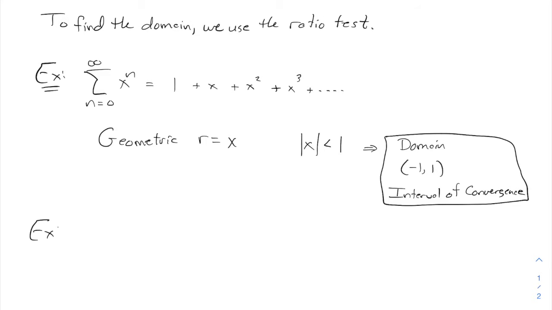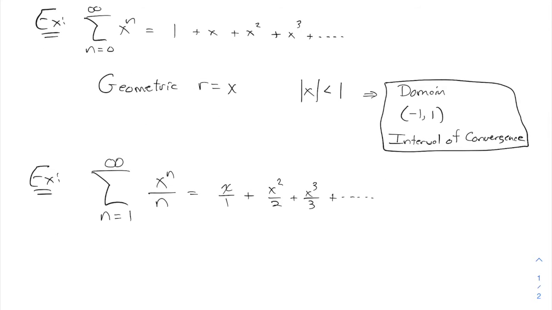Let's look at another example. Suppose we have this series, x to the n over n, where n goes from 1 to infinity. I'm starting at 1 instead of 0 because we don't want to divide by 0 here. So if you look at this, the first term would be x to the first power over 1. Then you get x squared over 2, x cubed over 3, like this.